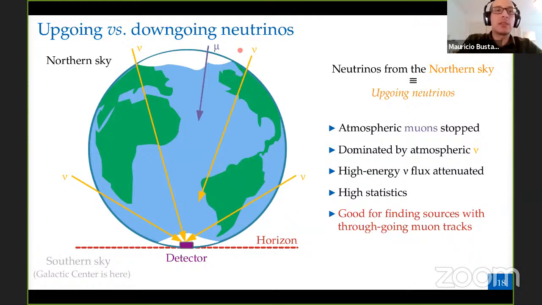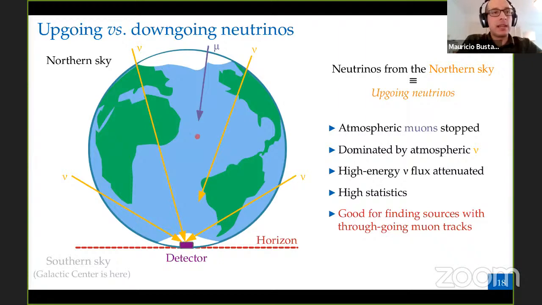So the same processes that create atmospheric muons also make the atmospheric neutrinos. And if you're looking for astrophysical neutrinos, then that sample will not be very astrophysically clean. It will be dominated by atmospheric neutrinos, but it will not have a lot of atmospheric muons.